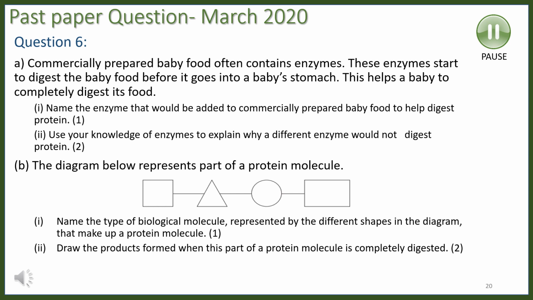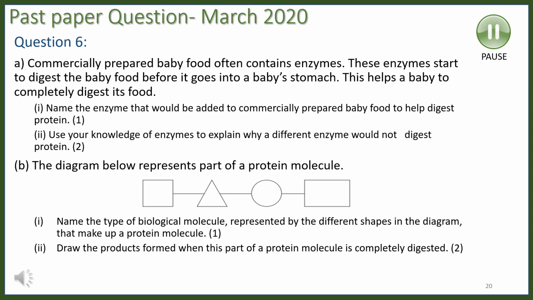In part B, the diagram below represents part of a protein molecule. You should recognize that from examples I used earlier on. Name this type of biological molecule representing the different shapes in the diagram that make up the protein molecule. Now they've told you it's a protein molecule. They've got the different shapes. What are they? Those individual units. Draw the products formed when this part of a protein molecule is completely digested. And there's 2 marks there.